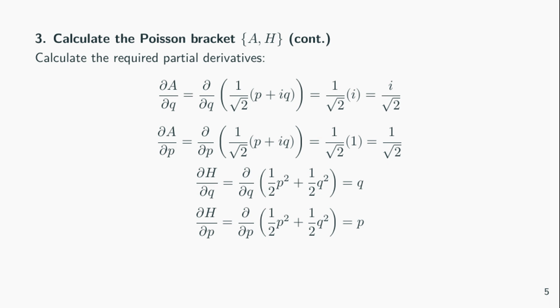The partial derivative of iota Q with respect to Q is just iota. So this gives us 1 over the square root of 2 times iota, or iota over the square root of 2.